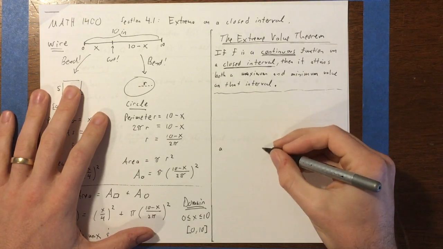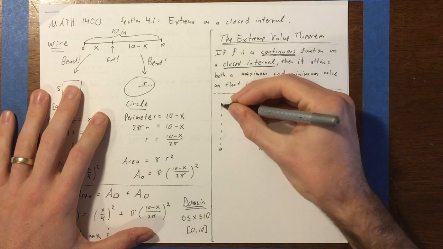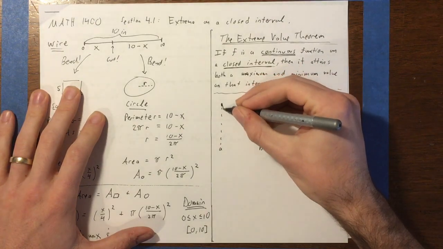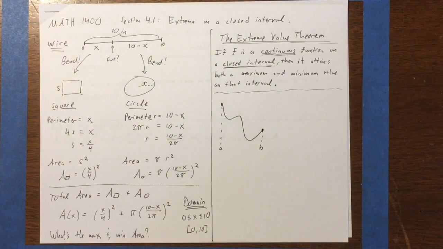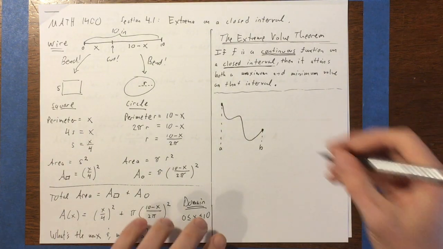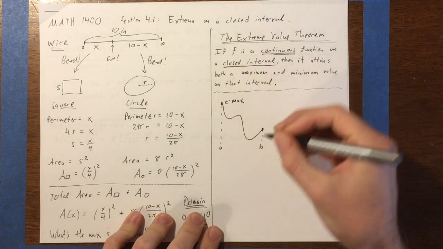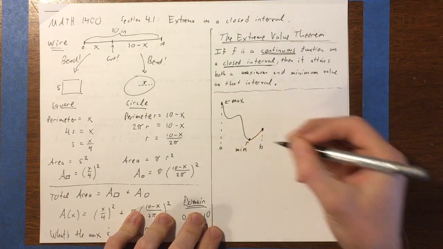Our closed interval is going to be from a to b. Let's say at a we have a point up here, and at b we have a point down here, and in between it's going to do something like this. Okay, so there's a function. Now, looking at this function, we can see where the minimum and the maximum is going to be. The maximum is going to be right here. And the minimum is going to be right here.